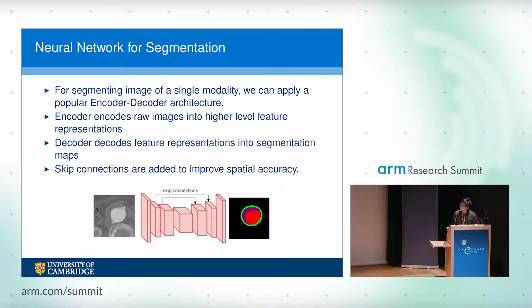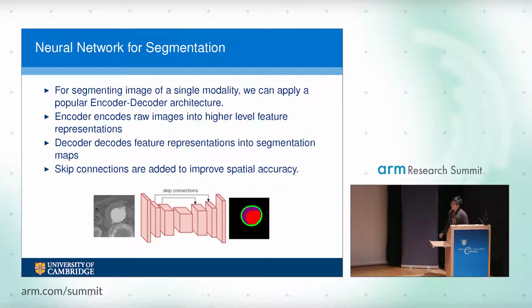And for the neural network for segmentation, we are using a very popular architecture, which is an encoder-decoder architecture. This architecture has 2 parts. The first part is the encoder, which encodes the raw image into a higher level feature representation. And we also have a decoder part, which decodes the higher level feature representation into what we call a segmentation map, which is the map you see on the right.